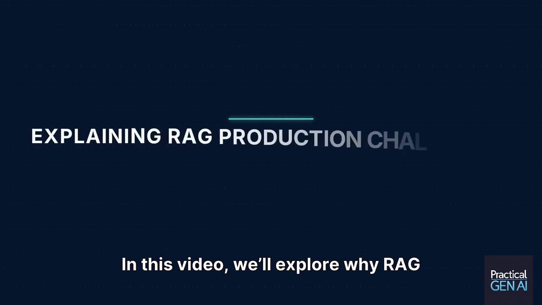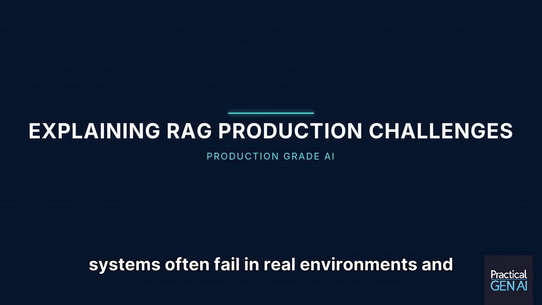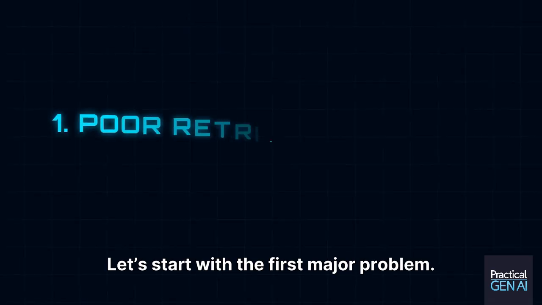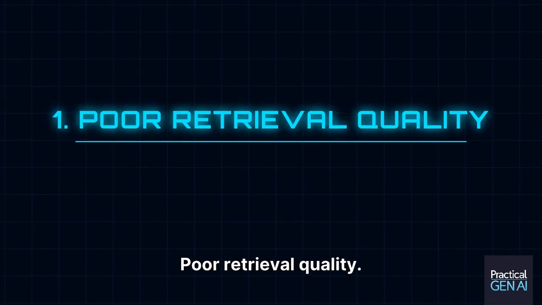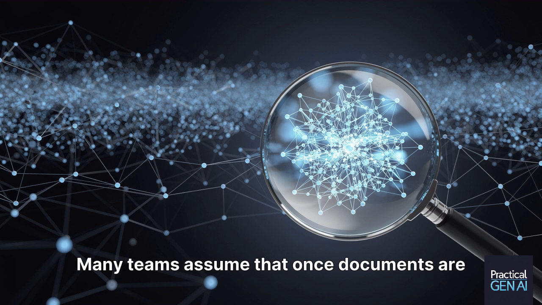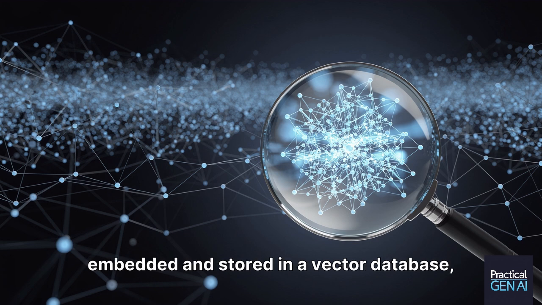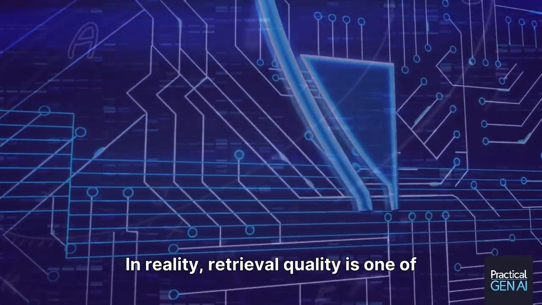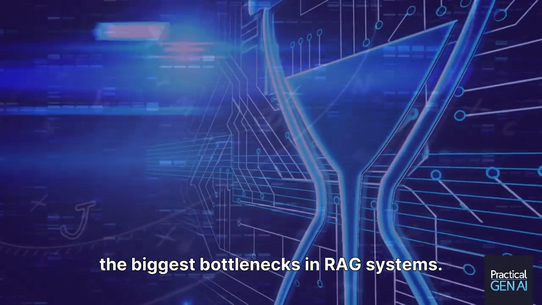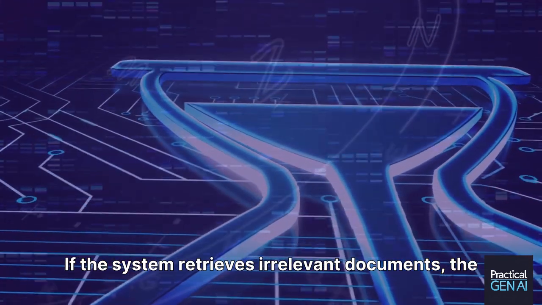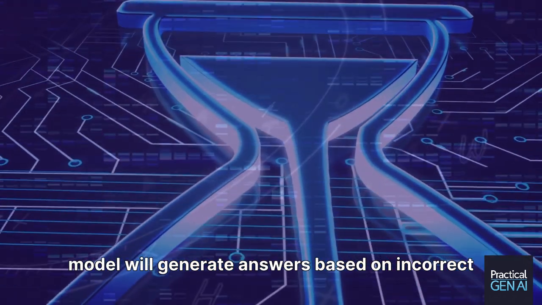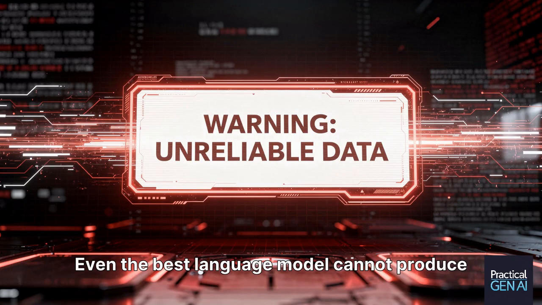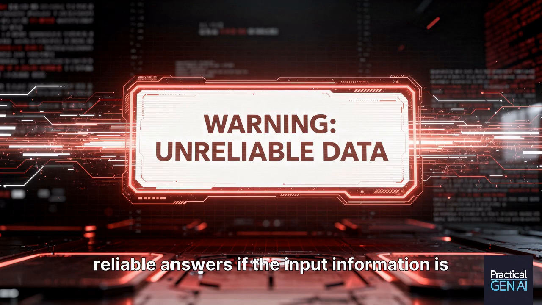In this video, we'll explore why RAG systems often fail in real environments and what teams can do to fix these issues. Let's start with the first major problem: poor retrieval quality. Many teams assume that once documents are embedded and stored in a vector database, retrieval will work automatically. In reality, retrieval quality is one of the biggest bottlenecks in RAG systems. If the system retrieves irrelevant documents, the model will generate answers based on incorrect context. Even the best language model cannot produce reliable answers if the input information is wrong.